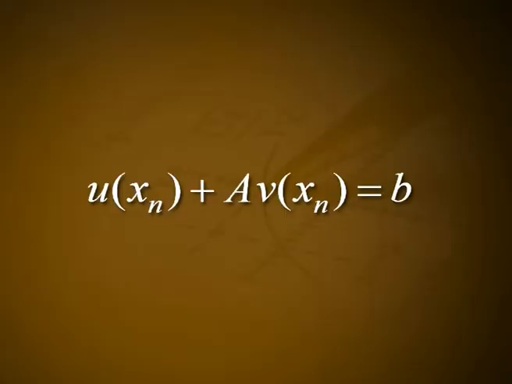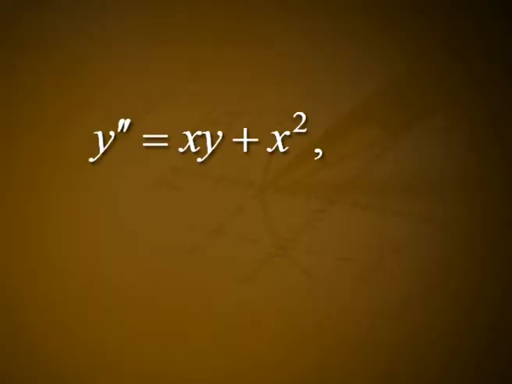Further, if p, q and g are continuous on the interval [x0, xn], then a solution to the given boundary value problem is found if A can be determined such that u(xn) + A v(xn) = b.